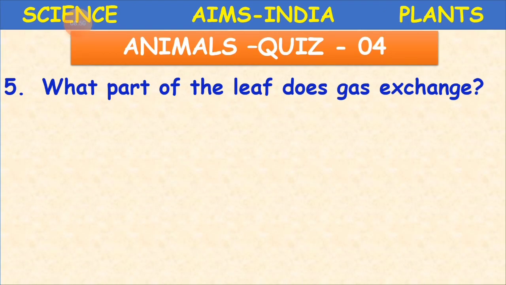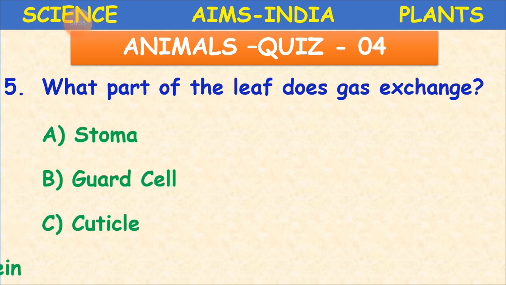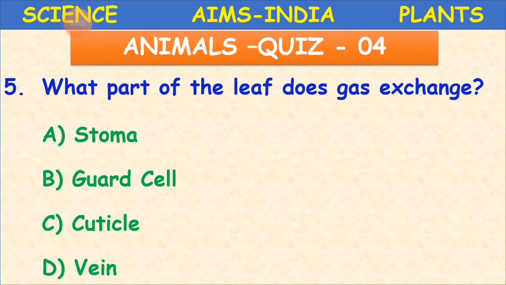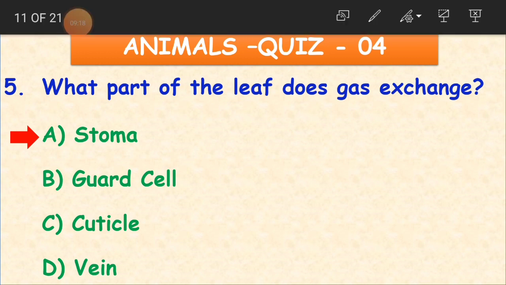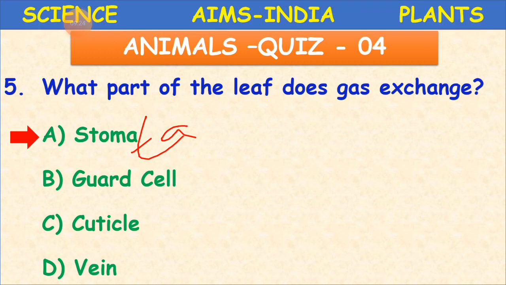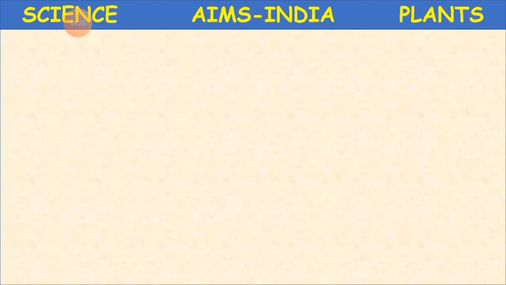What part of the leaf does gas exchange? Where does the gas exchange happen? A option stomata, B guard cell, C cuticle, D vein. Which one is the correct answer, children? Yes, stomata. It is stomata. So, stomata. Clear? Okay. Next question.